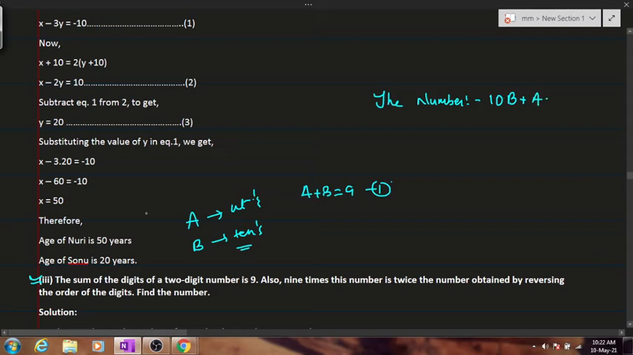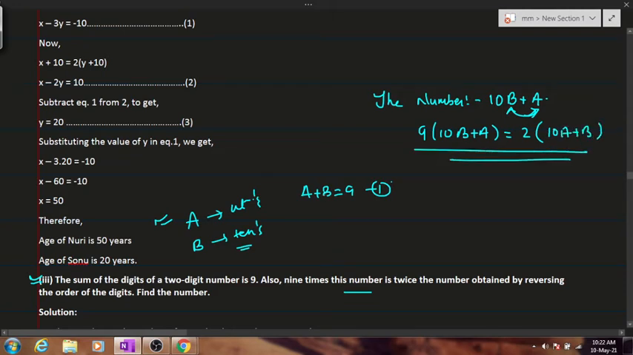10B plus A, okay, according to what we have assumed. Clear? So according to the question, the number is 9 times this number, which is equal to twice the number obtained by reversing the digits. It means 10A plus B. How many students have understood this?